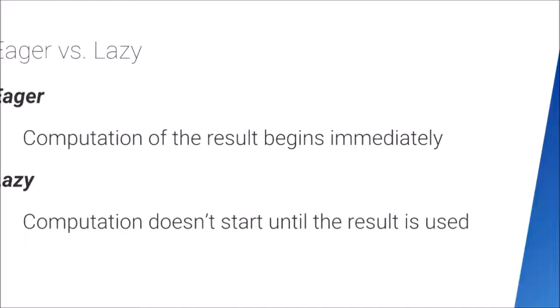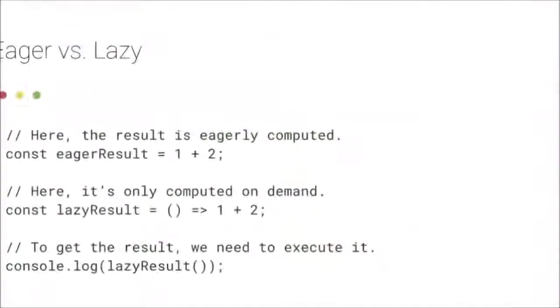And that's an important distinction between many imperative and functional programming languages. If you've done any functional programming, you probably know that computations generally are lazy. They don't happen until you need the result. But we can actually mimic this in an imperative language like JavaScript. And we do it using functions.